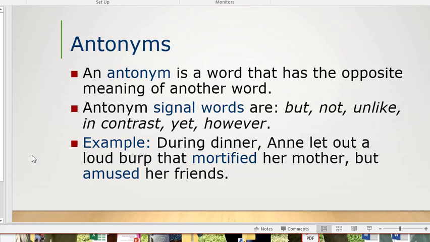So here we have an example sentence. During dinner, Anne let out a loud burp that mortified her mother, but amused her friends. The word that we're trying to determine the meaning of is mortified. If you look after the signal word "but," you have the word amused. And so the opposite of being mortified is amused. That helps the reader determine the meaning of the vocabulary word mortified in this example.